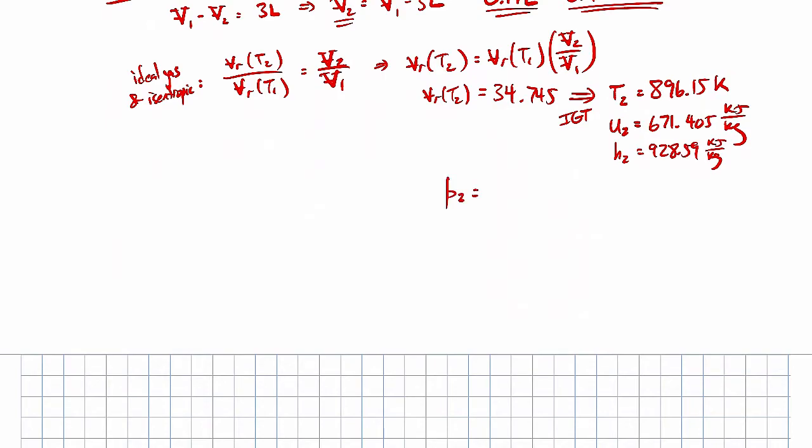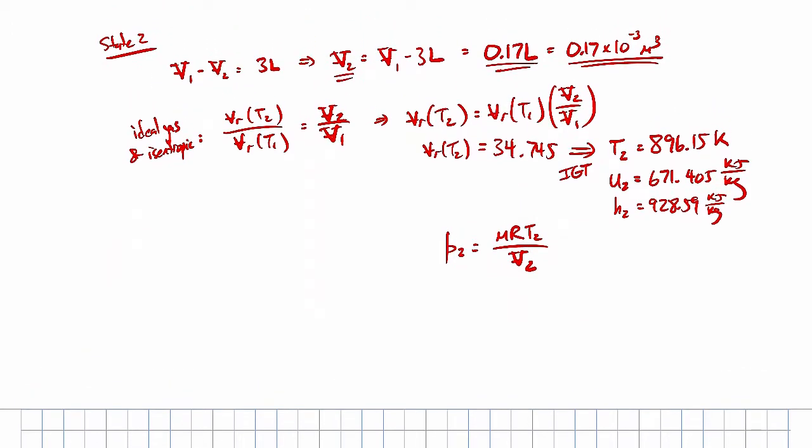So P2, from the ideal gas law, will be mRT2 all over V2. We've previously calculated the mass. We know the gas constant. We just found the temperature. And the volume at 2 we calculated just a moment ago as well. So we can plug those values in, and what you'll get is P2 comes out to be 5,381.37 kilopascals. We're going to make use of that in a little bit. So we've now found everything at state 2. Let's now go to state 3.